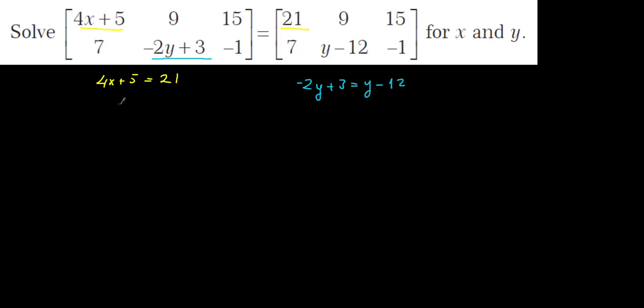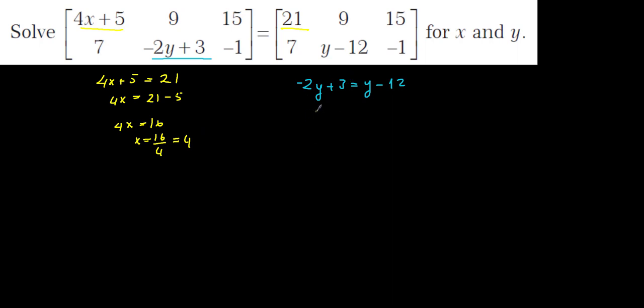Then I'm going to continue with the 4x plus 5 is equal to 21 case. It means that 4x is equal to 21 minus 5, which is equal to 16. 4x is equal to 16, and x is equal to 16 over 4. That's equal to 4, it has to be.